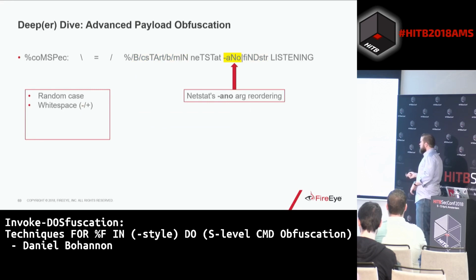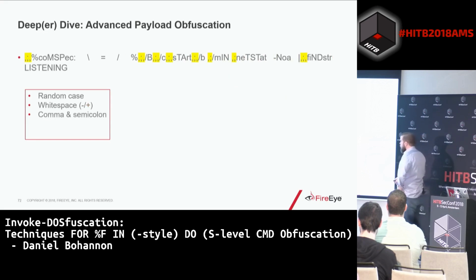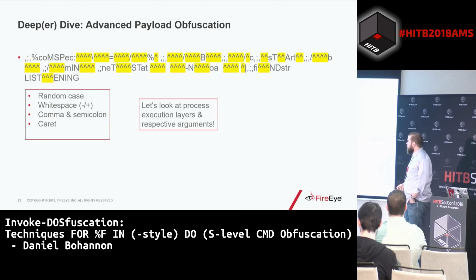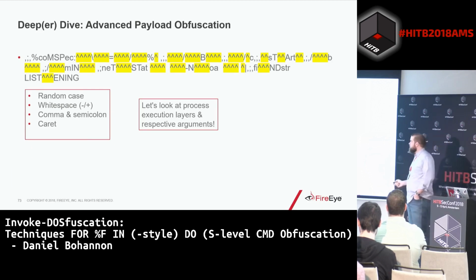So we can reorder ANO to NOA, doesn't matter. We can also add white space. We can add all those commas and semicolons we talked about. Anywhere where there's a white space used as a delimiter, we can add any number of commas and semicolons. We can then add several different layers of carets, and we add different layers to basically escape themselves so that they still persist in the lower layers of sub-process executions.